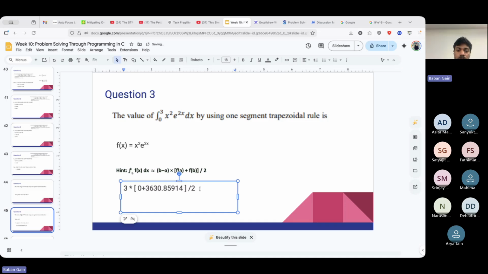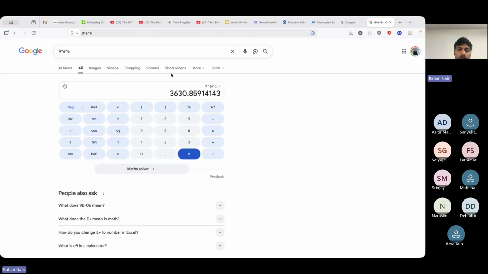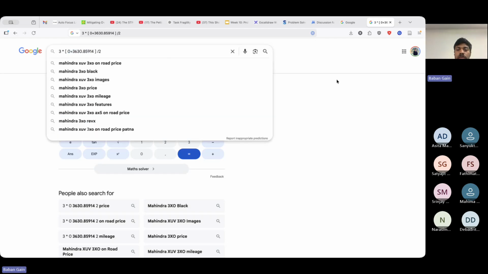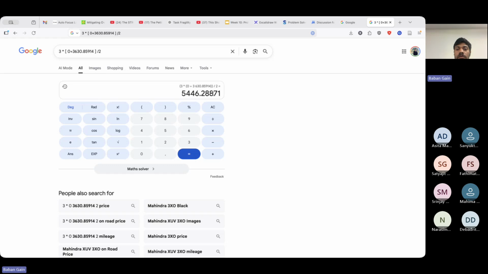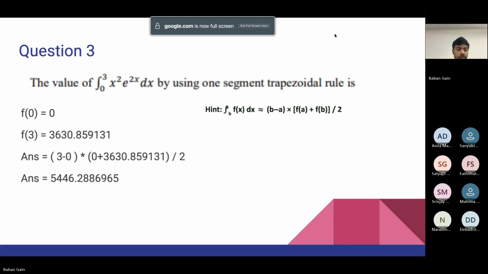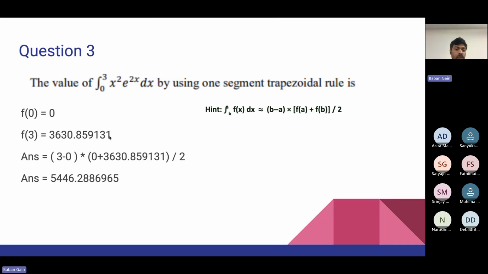Okay. So if you calculate this, what will be the output? So you just divide this by 2, multiply this by 3. So the value is 5.46. This one. So here I have shown this with steps. So f of 0 is 0, f of 3 is this, 3 minus 0 into f of 0 plus f of 3 divided by 2. It is this one.